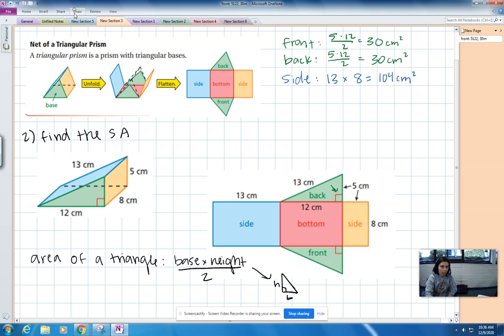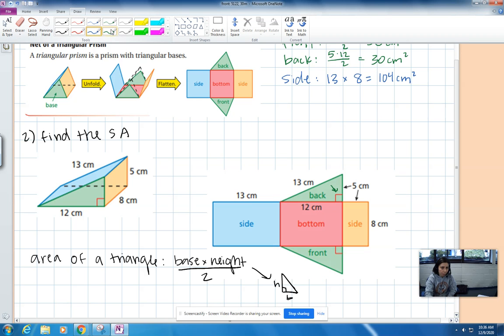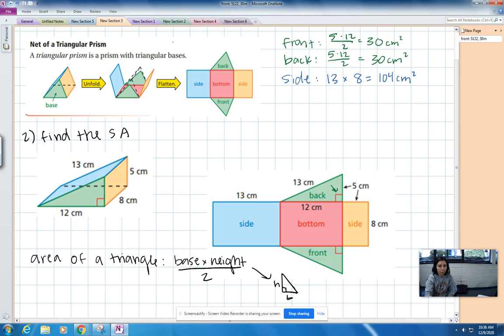Let's do the other side now, the yellow side. Ooh, I don't know if I have yellow. We'll write it in black and we'll put some highlighter over it. The other side, again a rectangle, length times width, 5 times 8, which makes 40 centimeters squared.